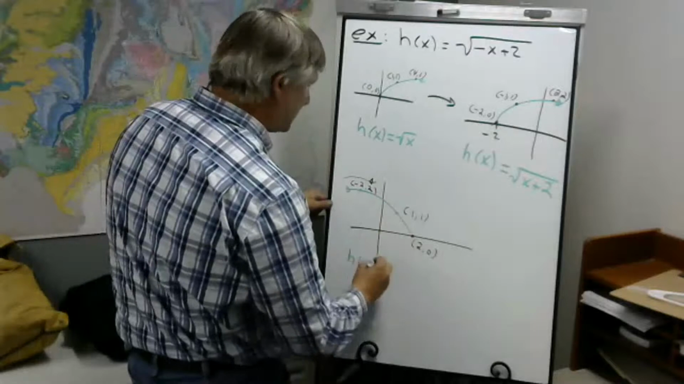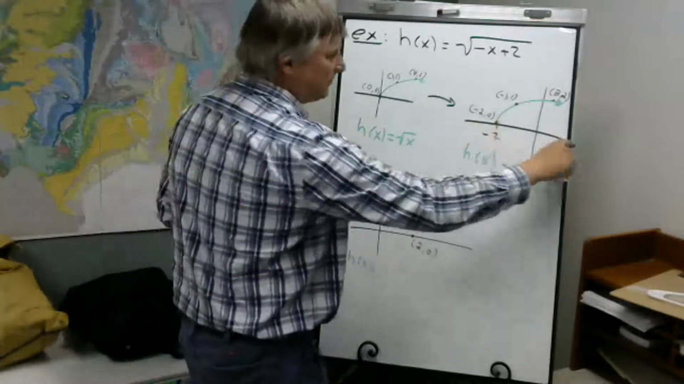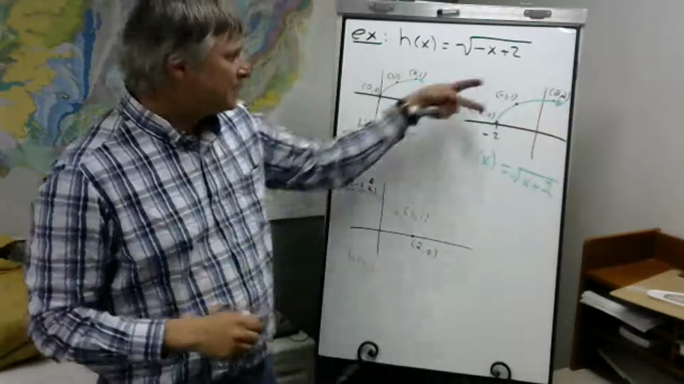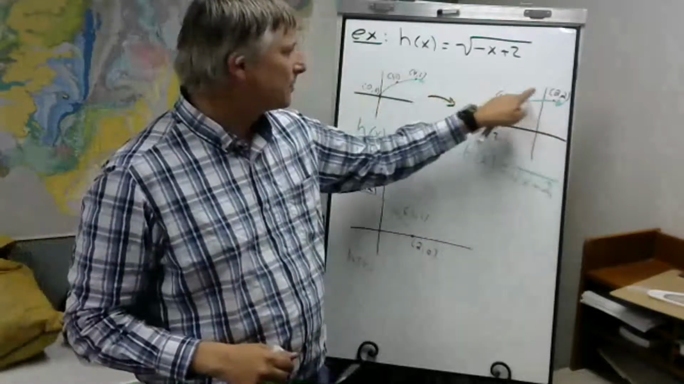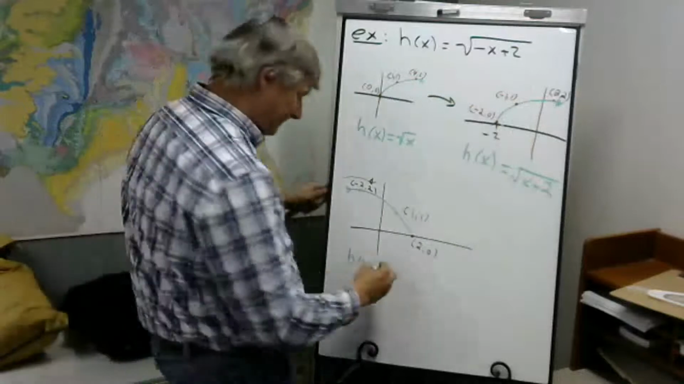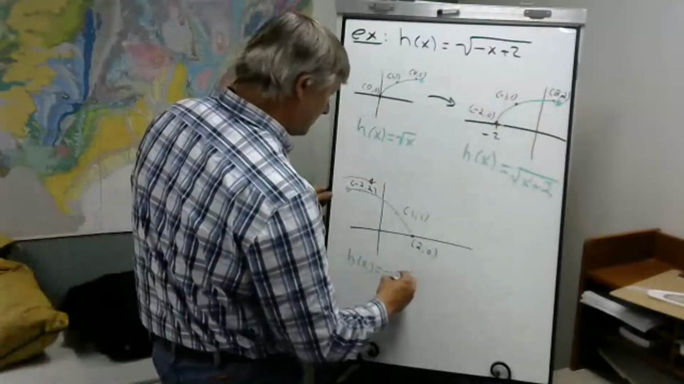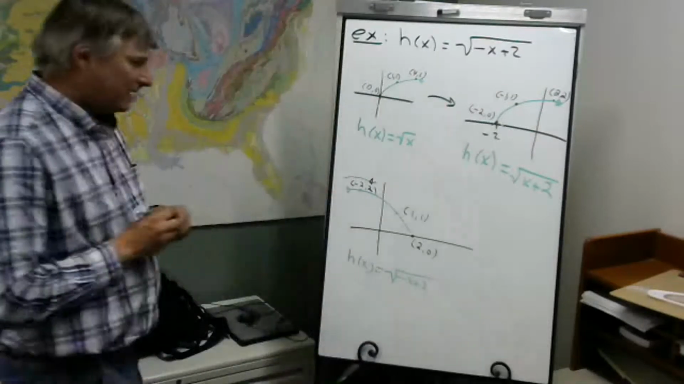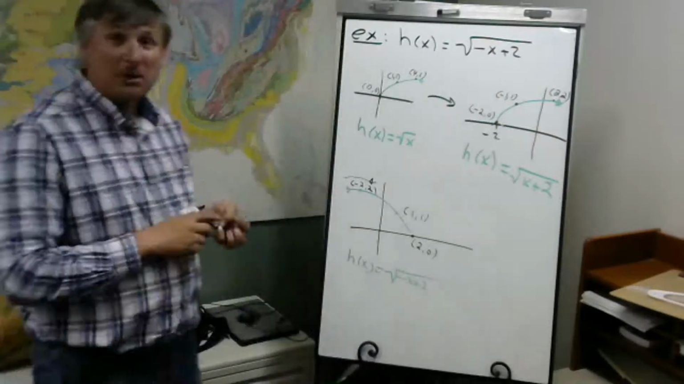So in this case, we can use these points flipping over the y-axis. That's what a reflection does. That means these two will go over here, and then this one will go over here. They'll help us draw that final curve. And there we go.